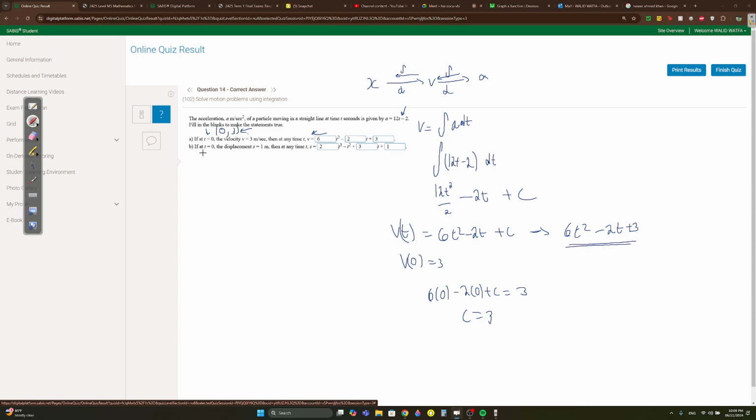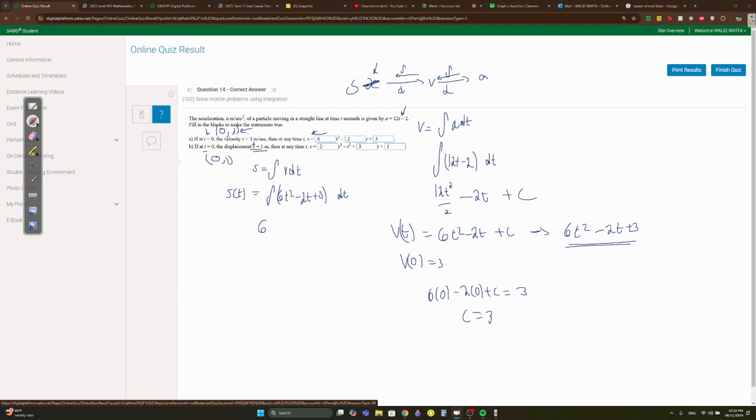If at t equals 0 the displacement is s equals 1, they gave us another point, (0, 1), but this time on the displacement graph. For some reason, they're using displacement as s. I usually use displacement as x, but I'm just going to say s instead of x for this question. Again, you have to say s is equal to integral of v dt. So what's the expression for s going to be? Integral of 6t squared minus 2t plus 3 dt.